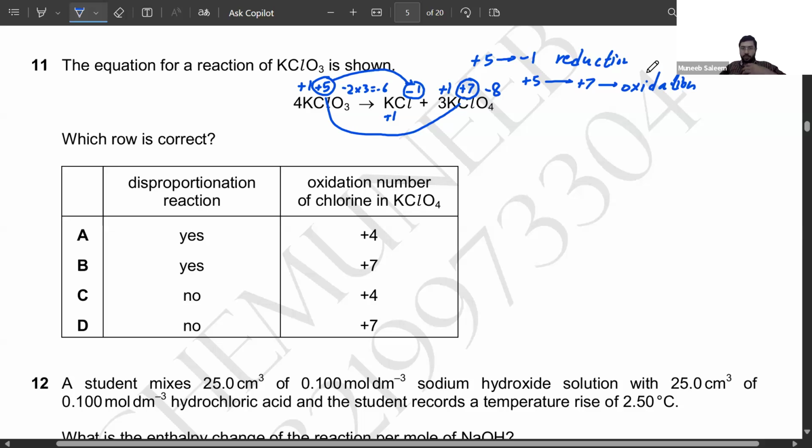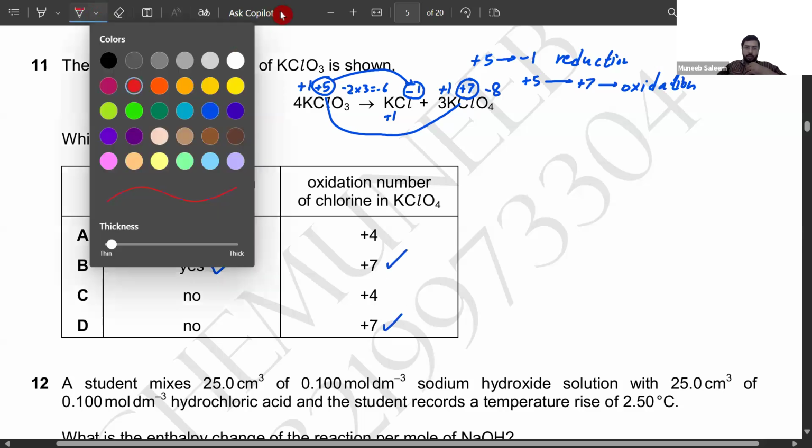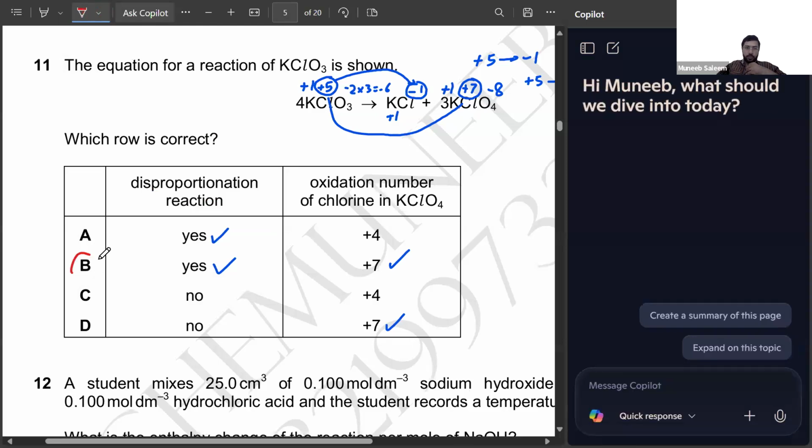Chlorine is being reduced as well as oxidized. This is the definition of a disproportionation reaction. So yes, a disproportionation reaction is there, and we have already calculated the chlorine oxidation number in KClO4, that is +7. So +7 is there, which means the correct option becomes option B. So option B is the correct answer.